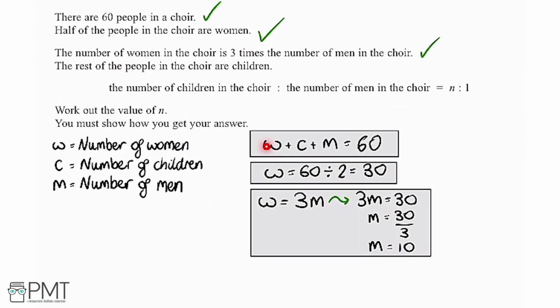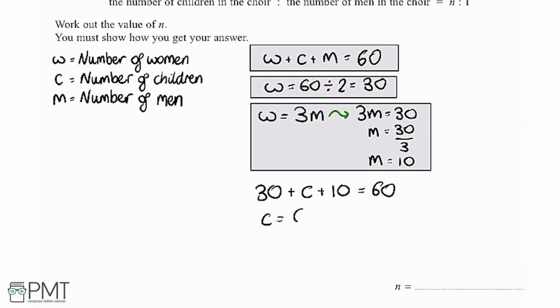Okay, so looking back up at this top one, we've got women plus children plus men is 60. But now we know women and men. So we're going to write out another equation. We're going to say that we've got 30 plus children plus 10 is 60. And if we rearrange the equation to get C to be the subject, we can get C. If we take 10 and 30 away from 60, that's 20.